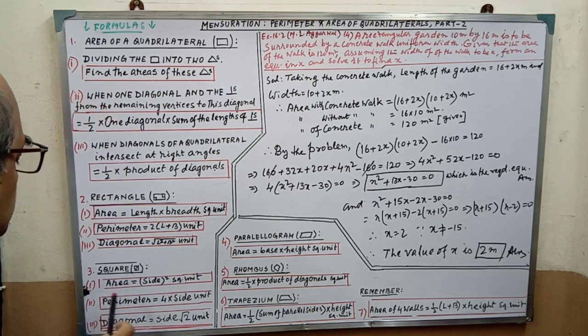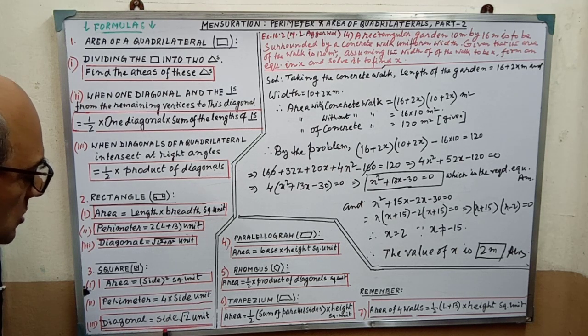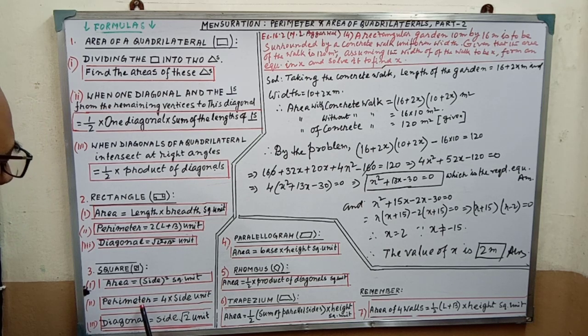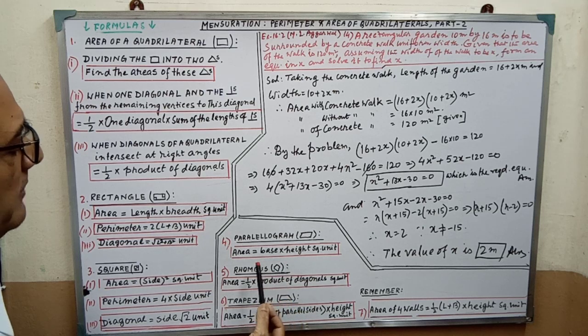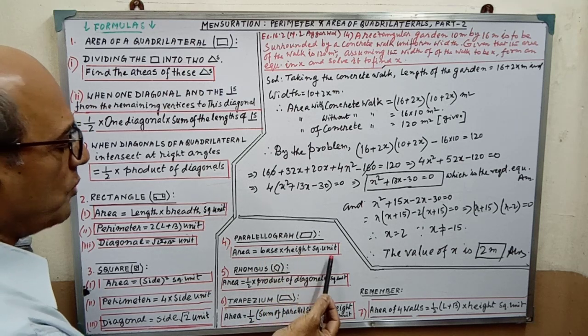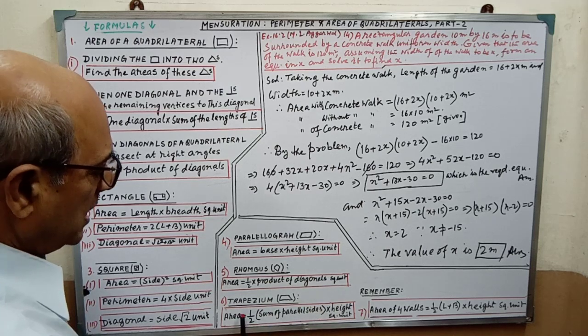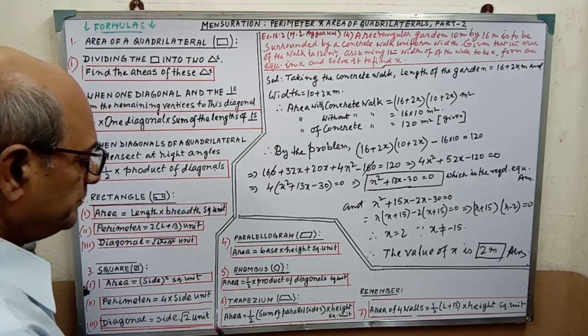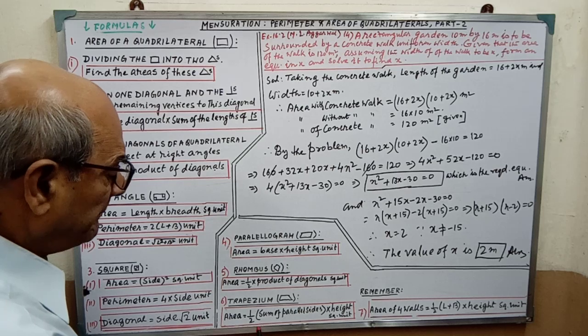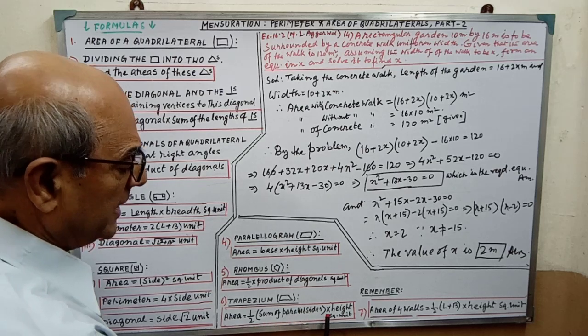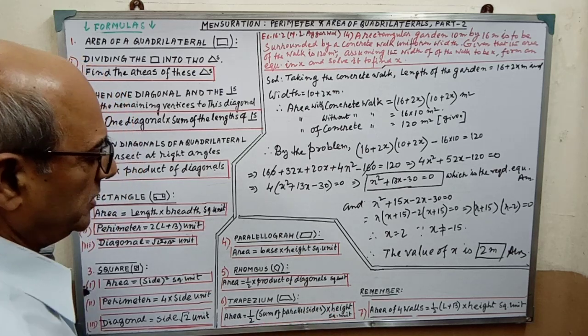Then square. Area, that is side square, square unit. Perimeter, that is 4 into side unit. And diagonal equal to side into root 2 unit. And parallelogram, area, that is base into height square unit. Rhombus, that is half into product of the diagonals square unit. Trapezium, area, half into sum of the parallel sides into height square unit.